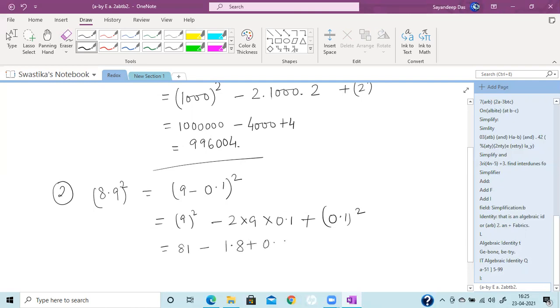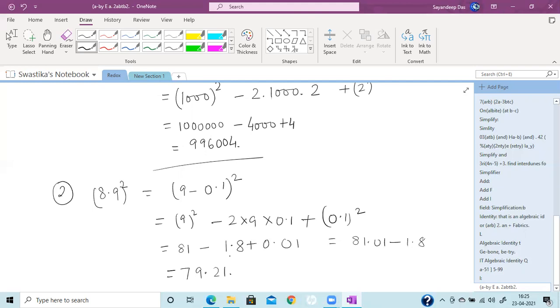plus 0.01. So you do now 81.01 minus 1.8, that is equal to 79.21. So see how easily we can get the squares of any number, whether big number, small number, decimal numbers, the square of any numbers can be found out by using both identities, identity number 1 and identity number 2.